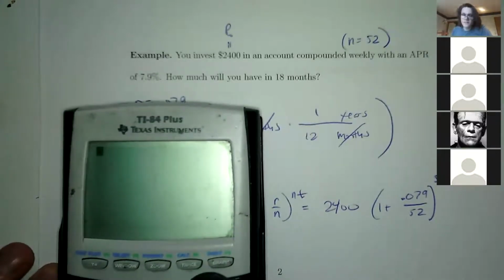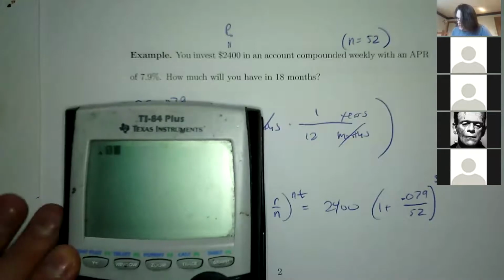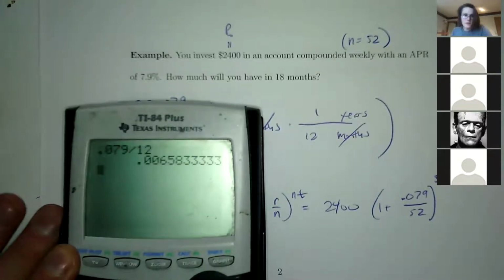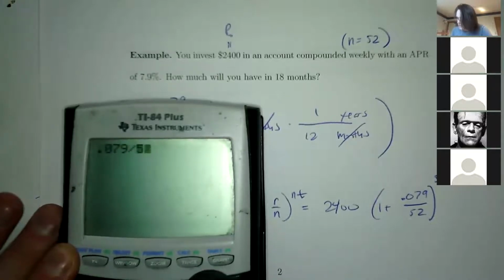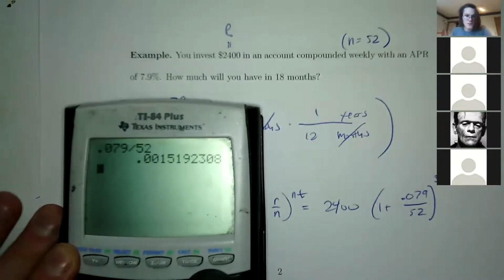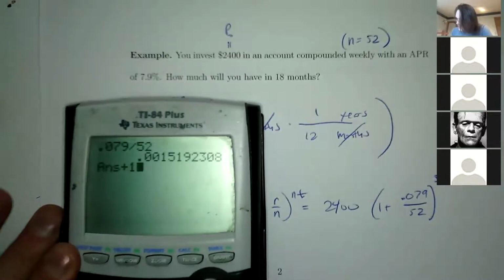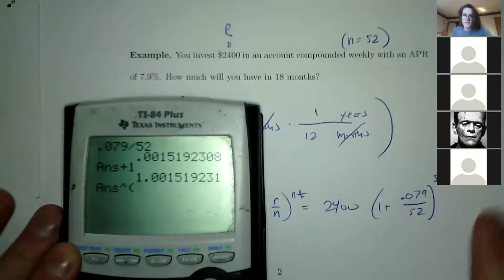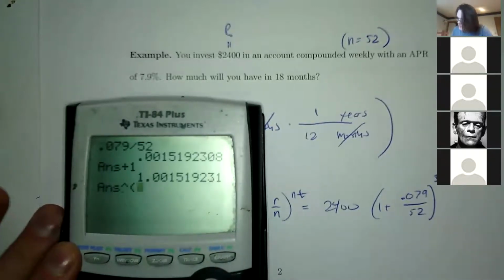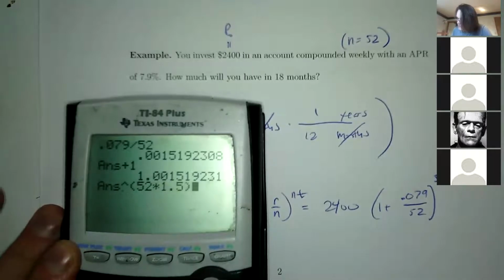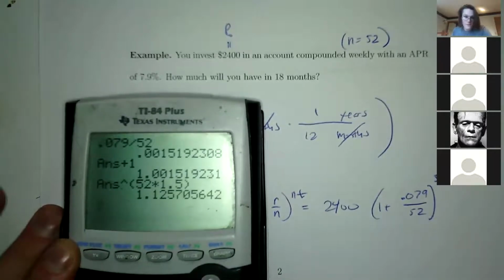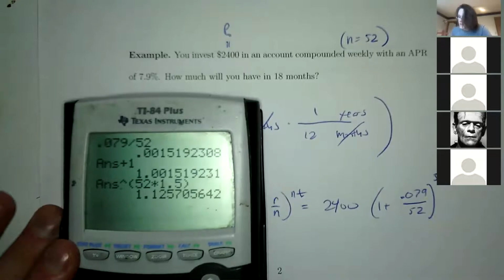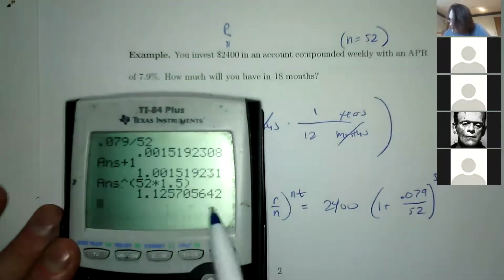So I'll do it the same way. So 0.079 divided by 12 is some number. Oh, sorry, by 52. 0.079 divided by 52, not 12. So it's an even smaller number. Plus 1, and then to the power. And here, I don't know what 52 times 1.5 is, so I'll put parentheses, 52 times 1.5. So I get that. Again, it doesn't look big, but you can kind of see what this is, right?